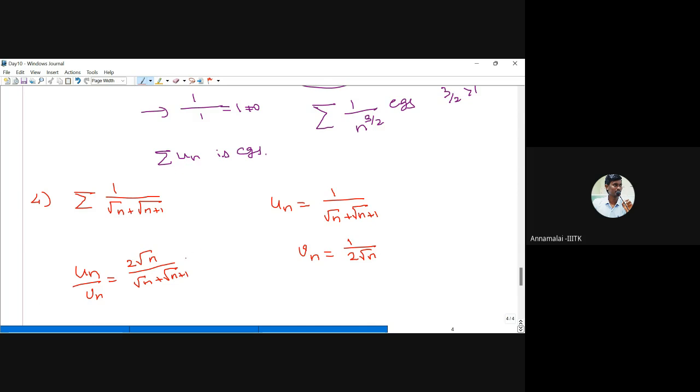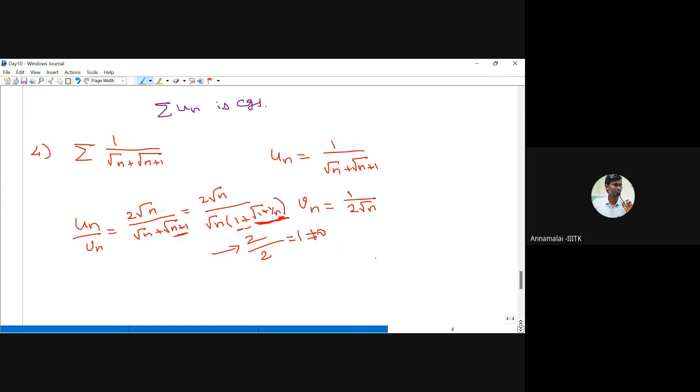Now what will we get? If you take 2 times root n, from the first term you can take root n outside, therefore 1 plus, and from this you can take n outside, that's why we get root n, therefore square root of 1 plus 1 by n. Now root n and root n cancel, as n goes to infinity this term goes to 0, therefore this term is 1. Sorry, the denominator converges to 1 plus 1, which is 2. So 2 by 2 is 1, we get a non-zero number. Therefore both the series have identical behavior.